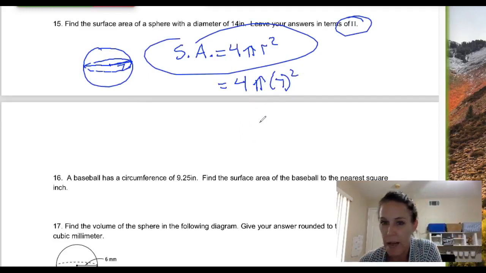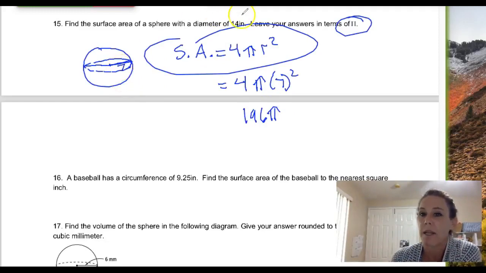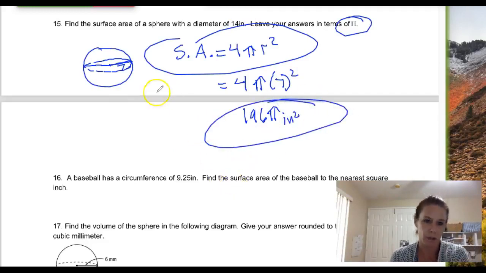7 squared is 49 times 4, and that's 196, and multiply that by pi, 196 pi, and because we're dealing in inches, this is going to be inches times inches, which is inches squared. Area is always square inches. All right, 196 pi inches squared.